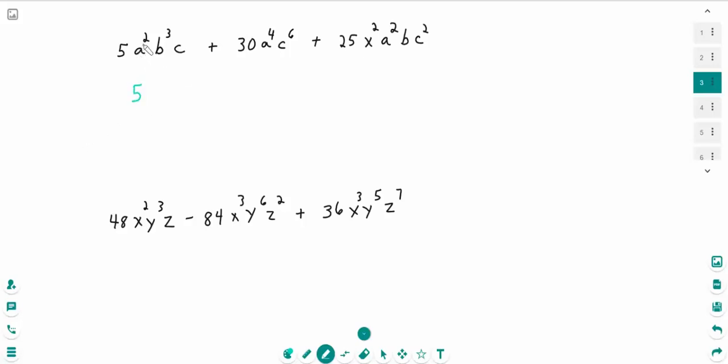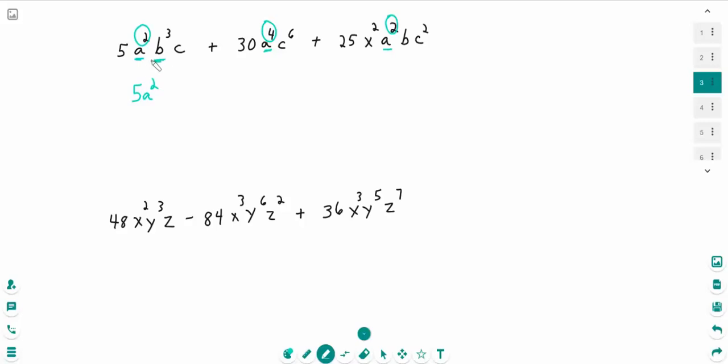Okay. Then we have a squared. All right, so we have a squared. We have an a to the 4th. We have another a squared. So we have a 2, a 4, and a 2. We can pull out a 2. So we have 5a squared.